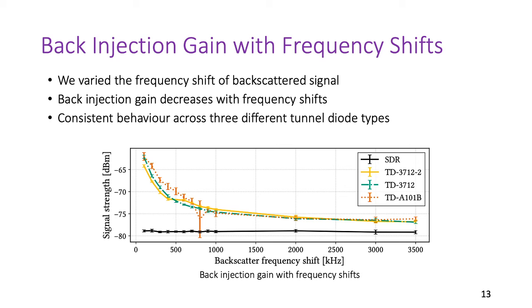Conversely, we found that the back injection gain is inversely proportional to the frequency shift of the backscattered signal. That is, the smaller the frequency shift, the bigger the signal gain. To be noticed, we demonstrated this behavior on 3 different types of tunnel diodes.